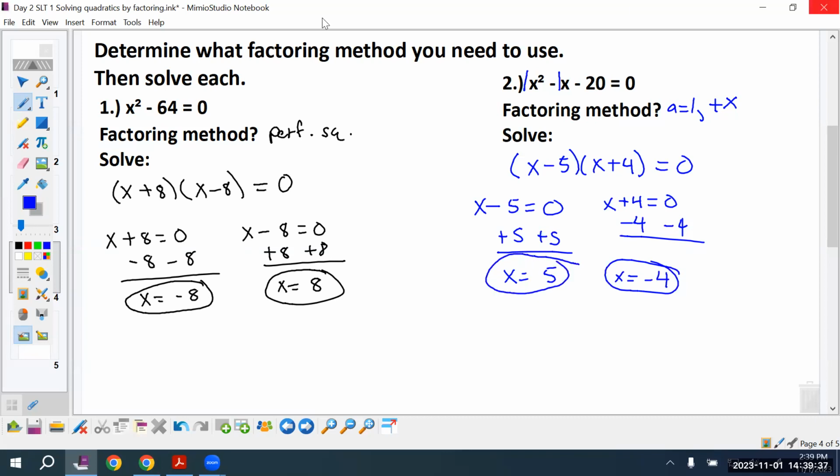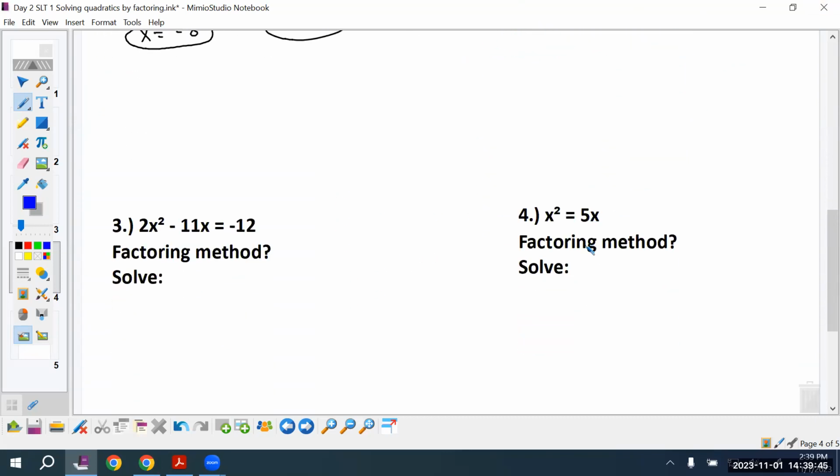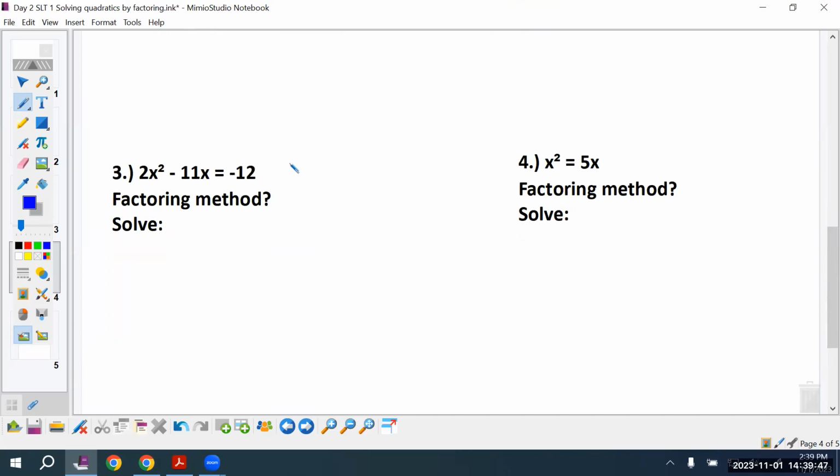Why don't you pause the video, take a look at 3 and 4, and see if you can figure out what factoring method to use. The first thing you should notice is they're not in standard form, so I need to add 12 to both sides. And that's going to give me 2x squared minus 11x plus 12 equals 0. Think to yourself, what factoring method should I use here? There's no greatest common factor. It's a trinomial, and it starts with a 2. So if you said a is not 1, split or box, you're correct.